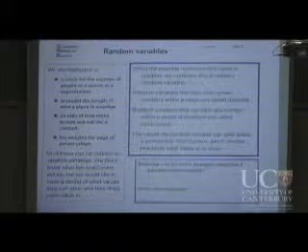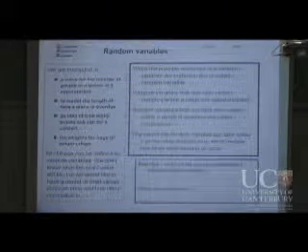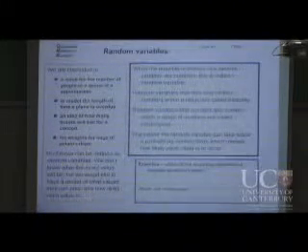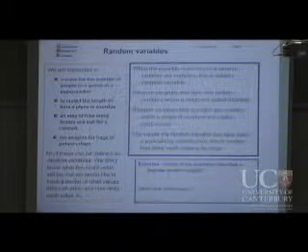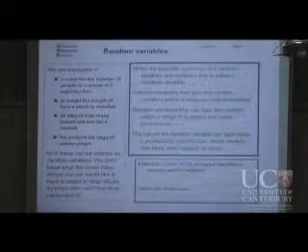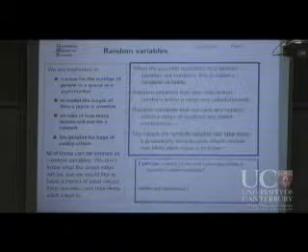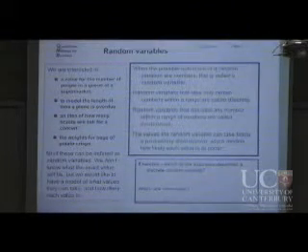Okay, now say I have a pile of job applications on my desk and I take one out and it will either be good or bad, say. Is that a random variable? Well, the answer is no, because there is no number associated with that. It was simply a yes or no.